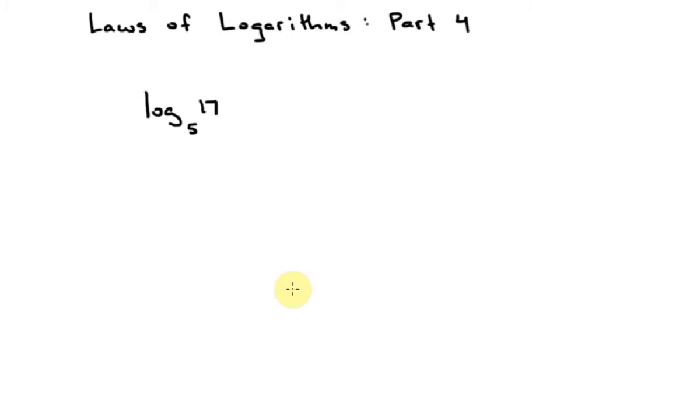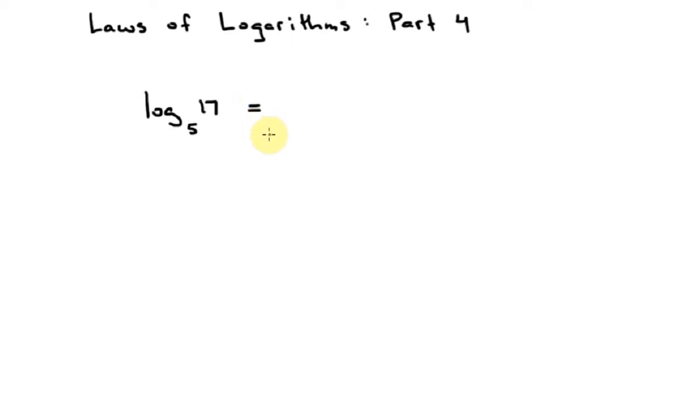I'm just going to wrap up a few important little extras here, and then we're getting real close to the end of the whole business of logarithms. So, log of 17 base 5. How do we solve that?